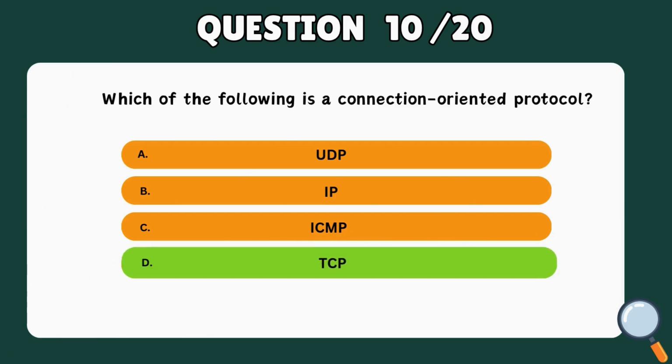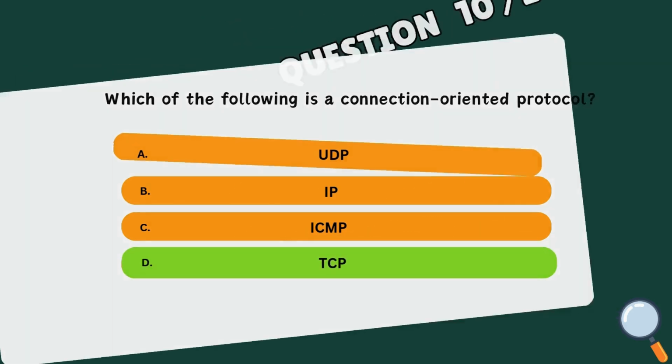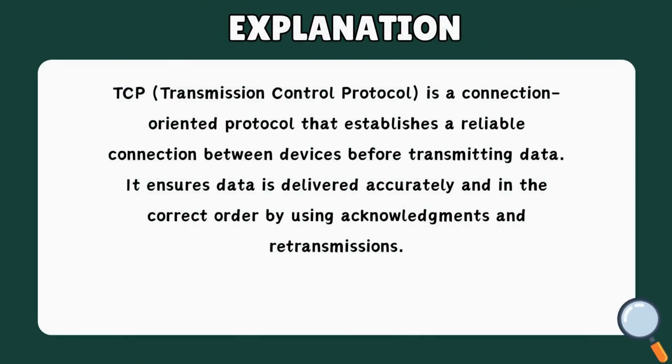Correct answer: D. TCP. TCP, Transmission Control Protocol, is a connection-oriented protocol that establishes a reliable connection between devices before transmitting data. It ensures data is delivered accurately and in the correct order by using acknowledgements and retransmissions.